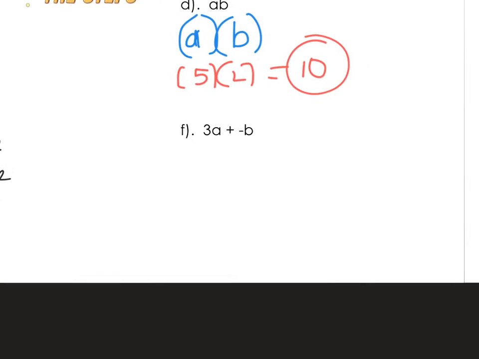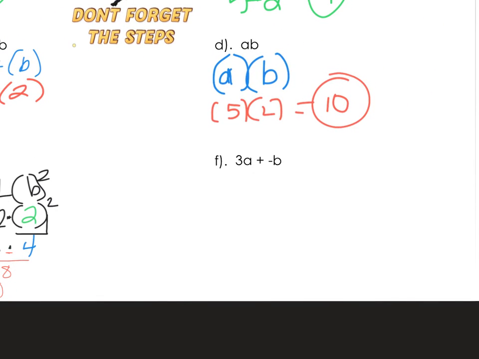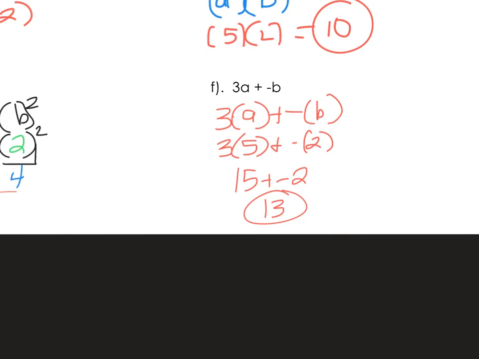Go ahead and give F a shot and come on back. All right, friends. If you got 13, you've done the problem correctly. If not, go back and check my work. You might have missed that there was this negative sign right here.